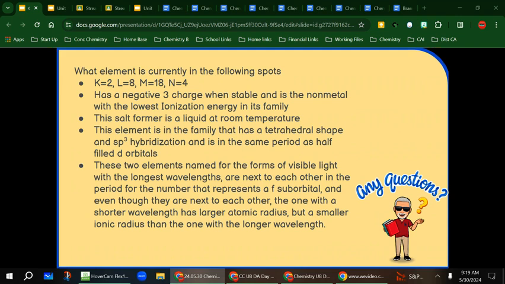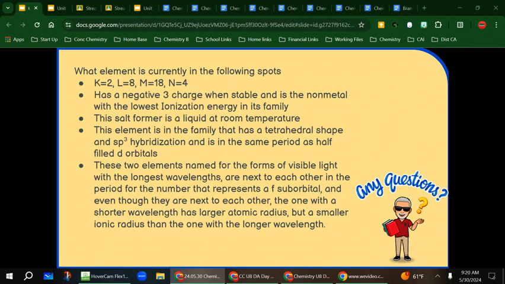Okay, ladies and gentlemen, let's go through it. The first one, we give you the K, L, M, N. Now, there are multiple ways you can do this. The easiest way, not the only way, is this. What's the last energy level being used? The fourth. And how many electrons are in it? 4. Fourth level, 1, 2, 3, 4. Yeah, or you can just count. Or you can add them up. 2 and 8 is 10, plus 18 is 28, plus 4 is 32. You get to the same element either way. Questions?